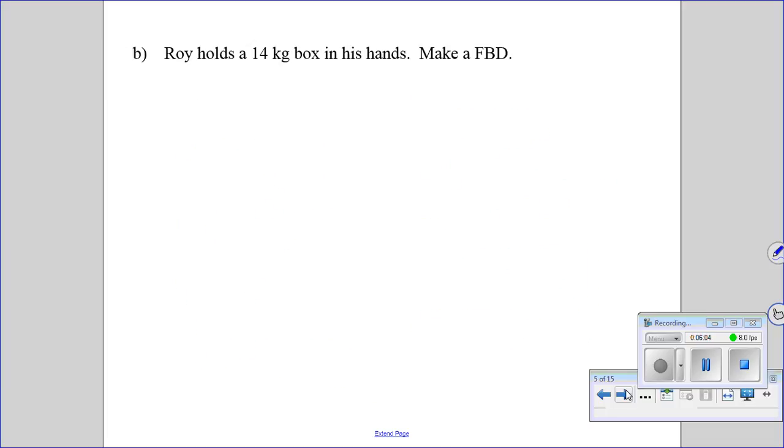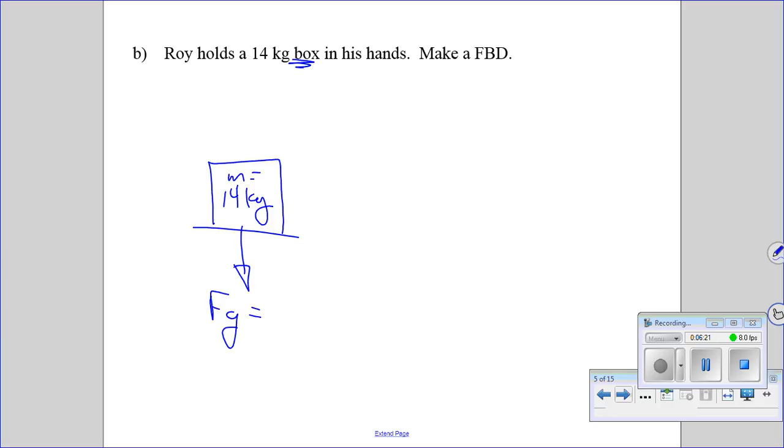All right, so now what have we got? We've got Roy holding a box in his hands. So the free body diagram is for the box, not for Roy. So here's the box. The mass of the box is 14 kilograms. So start by finding your force of gravity. 14 times 9.8 is a number that if I had been smart, I would have figured out in advance. 14 times 9.8 is negative 137.2 newtons.